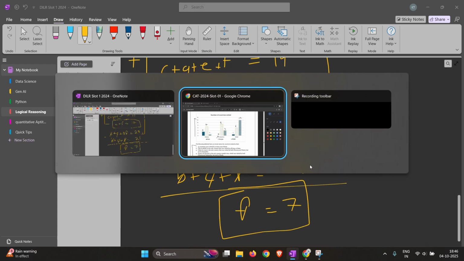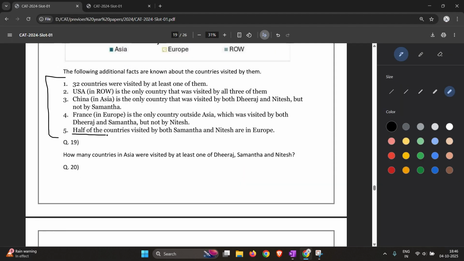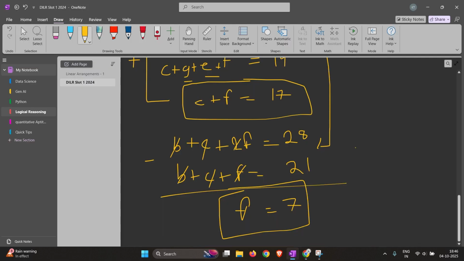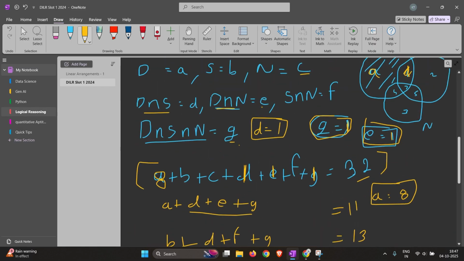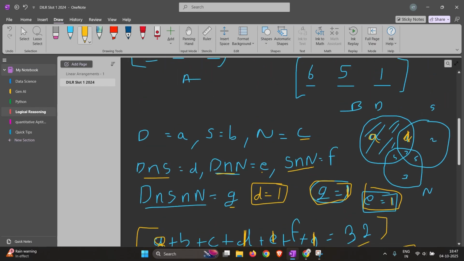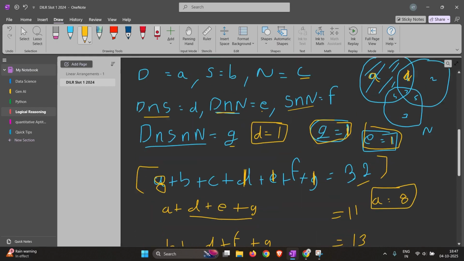Now let's go ahead and see what the questions are. Half of the countries visited by both Samantha and Nitish are in Europe. Okay, so this is also one more clue. What this means is that half of the countries that were visited by both Samantha and Nitish are in Europe. The countries that were visited both by Samantha and Nitish are F, plus the countries that were visited by all three of them.